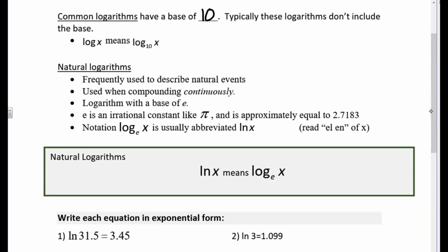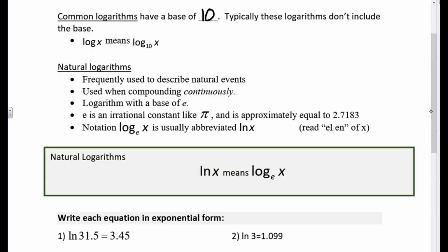Natural logarithms are pretty similar. They're frequently used to describe natural events, and they're used when compounding continuously. The logarithm has a base of e. E is an irrational constant like pi. It's found a lot in nature. It's a naturally occurring constant that we see over and over again, like pi. And it is equal to about 2.7183. And the notation log base e of x is usually abbreviated to ln of x.